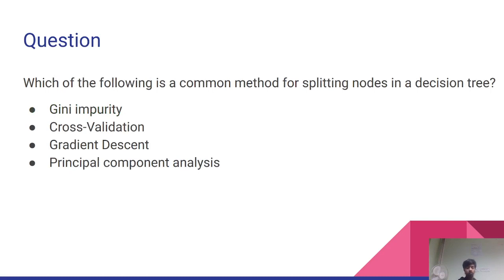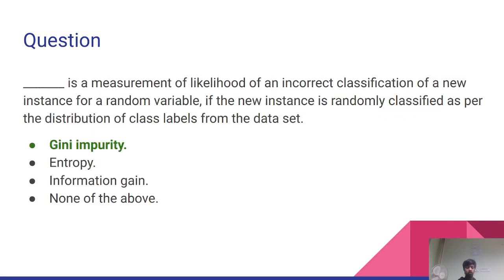You just showed the Gini index question, just the wording of that question. If a new instance is randomly classified as per the distribution of class labels from the data set. Okay, you can move on. Thank you.